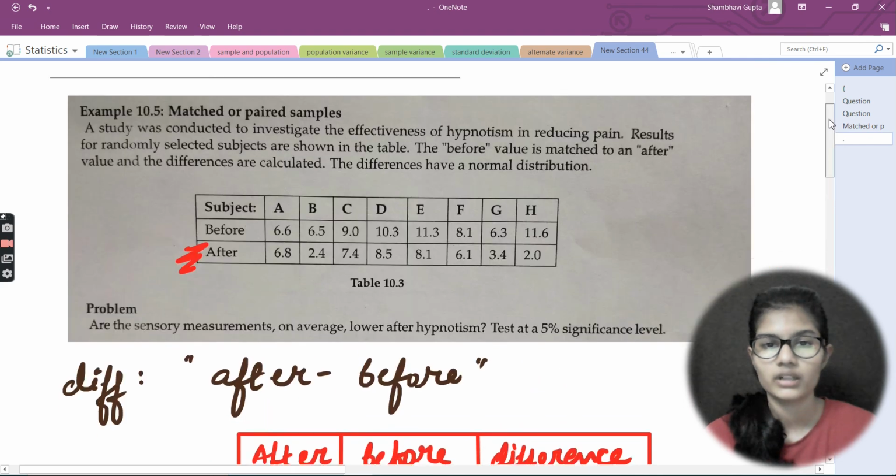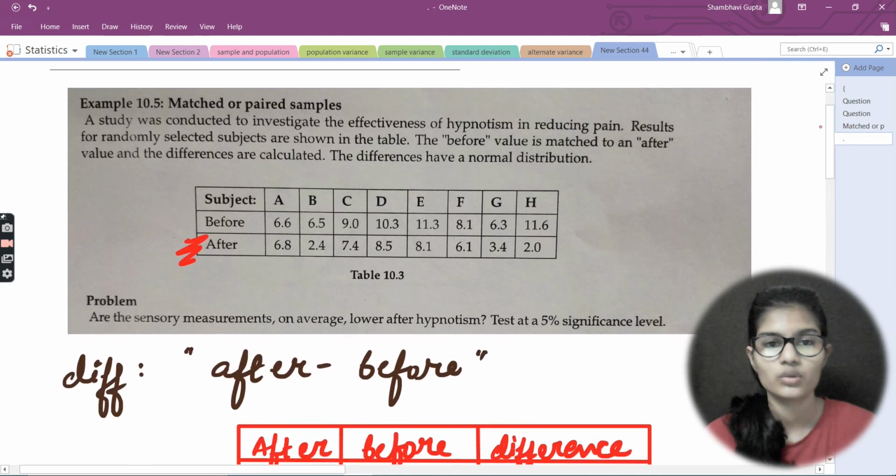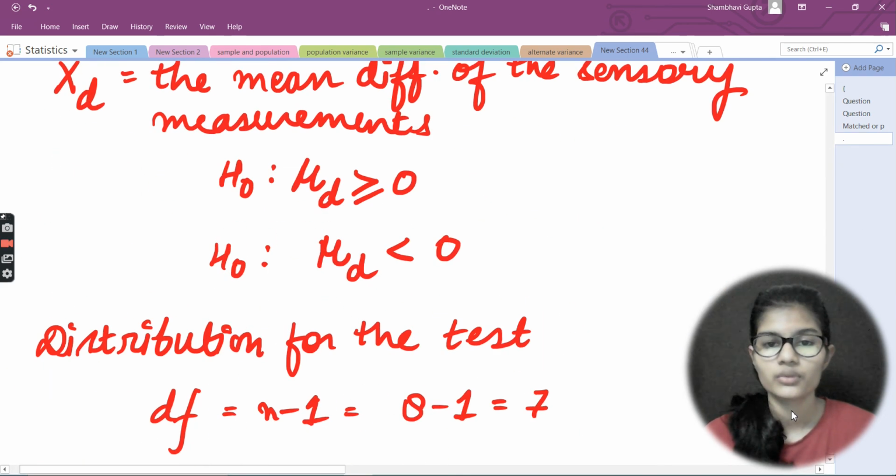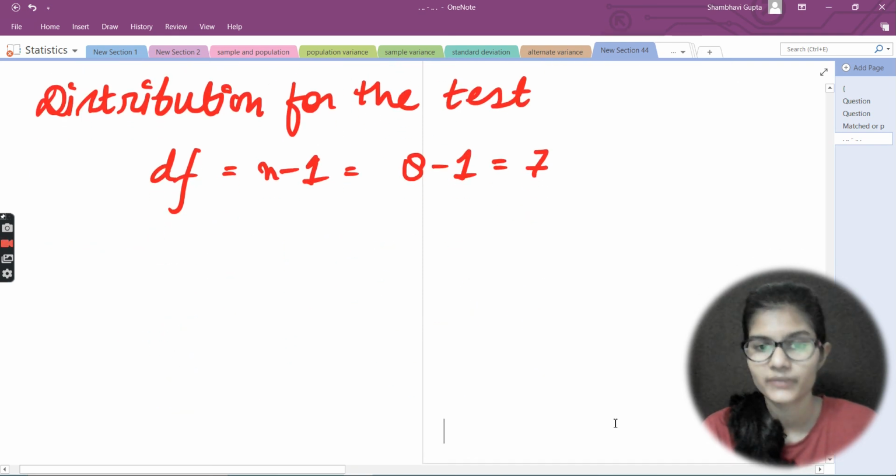Now how did I find the 8? Just have a look over the table which was given at this particular place. The results are randomly selected showing the before matched. So here are a total of 8 points: 1, 2, 3, 4, 5, 6, 7, 8. From there I got to know that the value for n is 8.